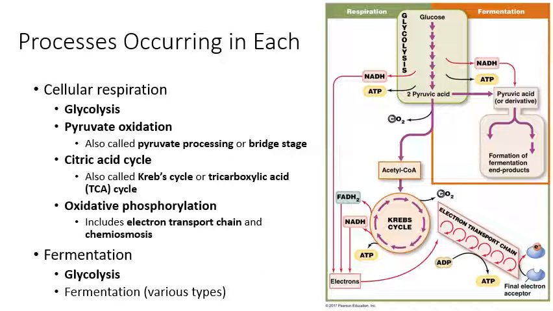Then for oxidative phosphorylation, that's just called oxidative phosphorylation, but it actually does have 2 processes kind of hiding within it. The first is the electron transport chain, and the second is chemiosmosis.